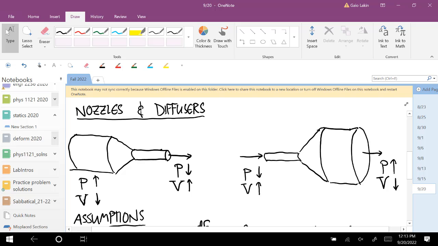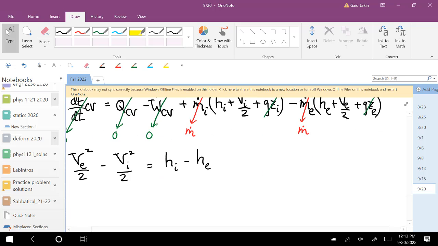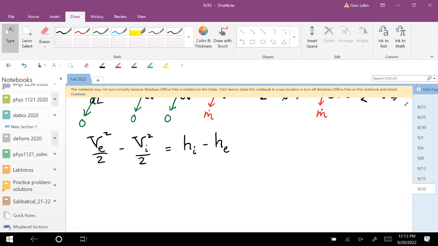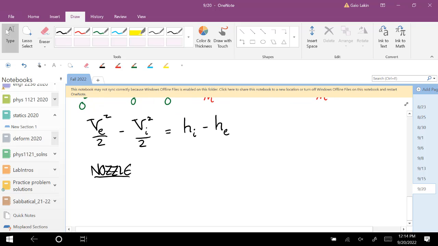Okay, so a nozzle speeds the fluid up. A diffuser slows the fluid down. So let's look at this equation and think about what's happening in each one of these. This is what happens in both of them: you're just exchanging enthalpy for speed. But for a nozzle, we're starting with a slower speed, ending with a higher speed, starting with a higher enthalpy and finishing with a lower enthalpy.